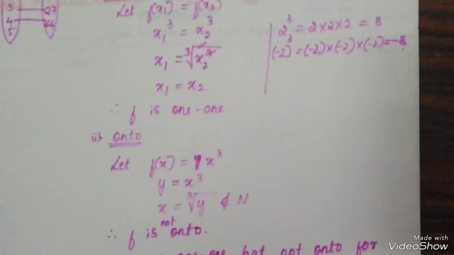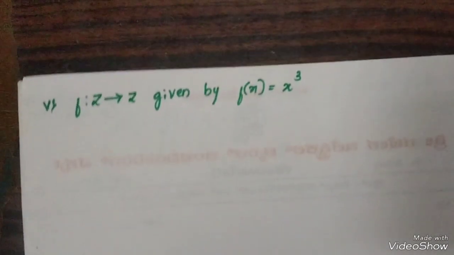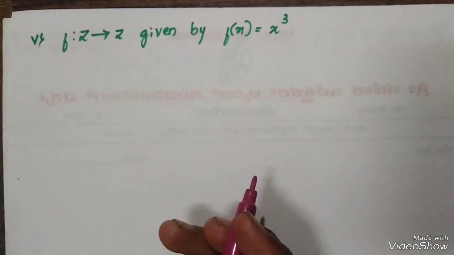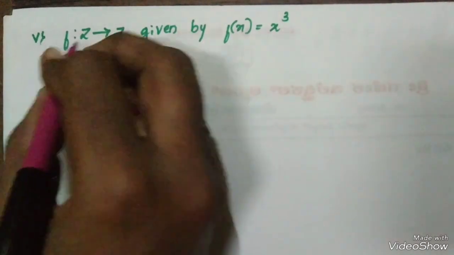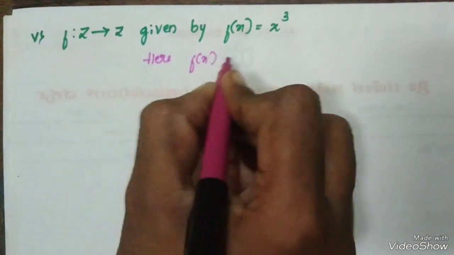for the function f from N to N given by f of x is equal to x cube. Okay, now the second function: a function f from Z to Z, integer to integer, given by f of x is equal to x cube. Here, first f of x is equal to x cube.